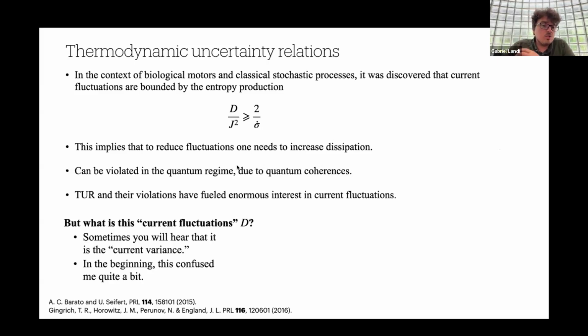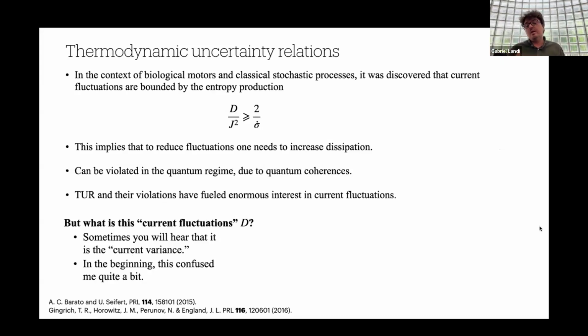But what I want to address for the first few minutes of this talk is a much more basic question: what is this current fluctuation, this D? What does it actually mean? Sometimes you'll hear people say that this is a current variance, the variance of the current. It's not exactly the variance of the current. I'll explain in a second.